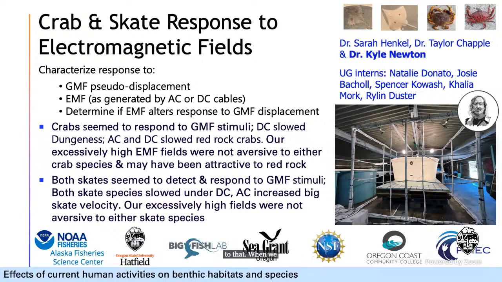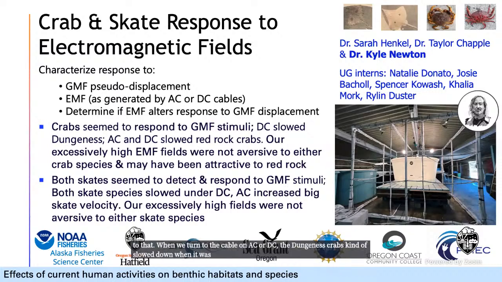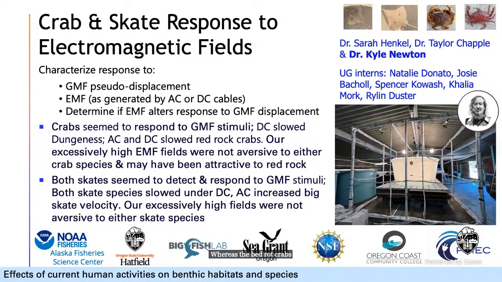When we turned the cable on AC or DC, the Dungeness crabs kind of slowed down when it was on direct current, whereas the red rock crabs definitely slowed their excursions around the tank under both conditions. We don't know yet if they're just slowing down and exploring, or if this is a stress response. We've got to do a little bit more work. But in either case, they didn't avoid the area of the tank where the cable was, so it wasn't necessarily aversive to them. And in fact, there's some evidence that the red rock crab liked the cable, and spent more time sitting on the cable part of the tank.